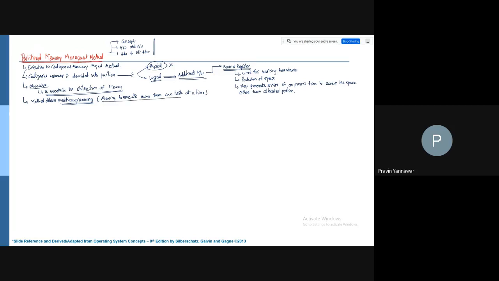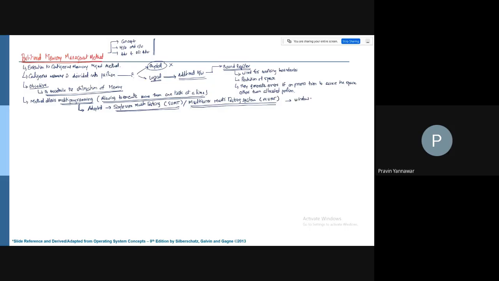So this is important. Multi-programming is allowed, which is particularly adapted into, we can say, single user multitasking, SUMT, kind of operating system, or a multi-user multitasking system. So this is called MUMT.